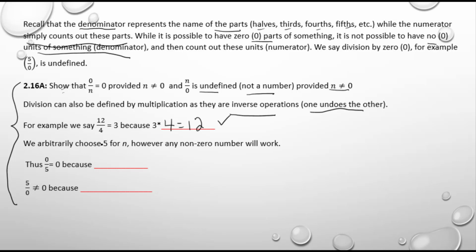All right, now I'm going to arbitrarily choose 5 for n. However, I can use any non-zero number for this. We say that 0 over 5 equals 0 because 0 times 5 equals 0. Now, 5 over 0 does not equal 0, because 0 times 0 does not equal 5. So it's really important to distinguish between this, which is 0, and this, which is simply not a number.